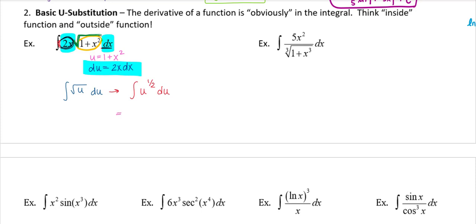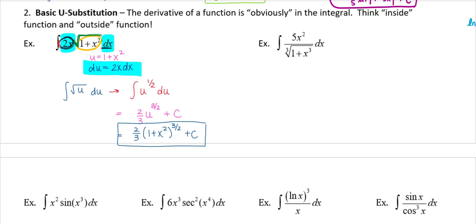So that's going to be add 1 to my exponent, u to the 3 halves, divide by 3 halves, which is the same thing as multiplying by 2/3. Of course, this was an indefinite integral, so don't forget your plus c. And now I will put my u back in. So my u was 1 plus x squared as a quantity, and there's my antiderivative.